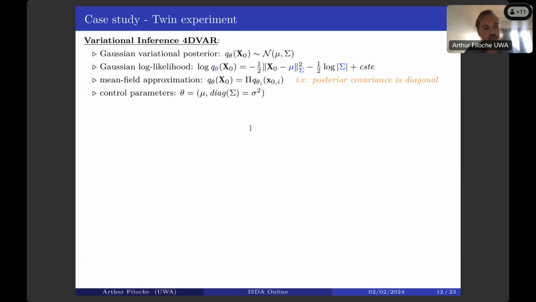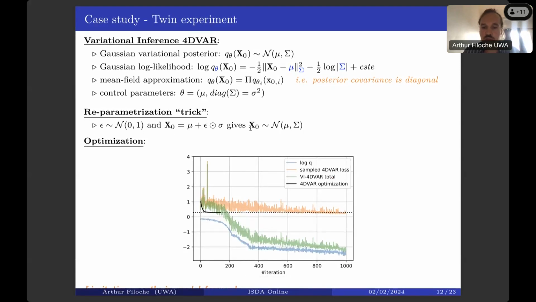So we multiply the control parameter by 2. And we use the reparameterization trick exactly as in the variational autoencoder paper. So sampling from a Gaussian and taking the Hadamard products to ensure that the variational posterior follows the desired distribution. And the optimization curve looks like this. And so the first thing is that it's not usual, at least for me, to optimize a loss function that can be negative, and this is due to the log likelihood term.